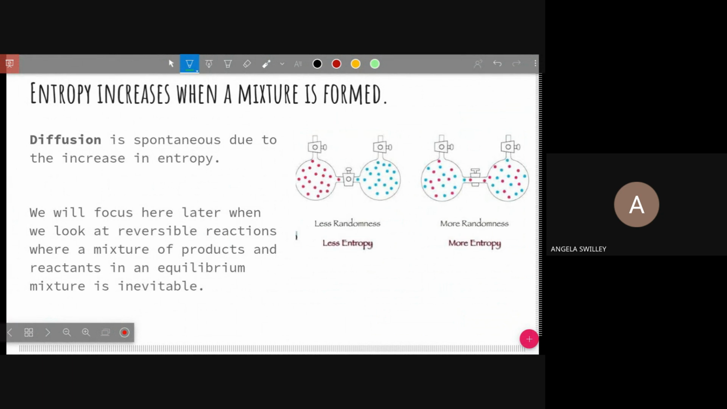Entropy increases when a mixture is formed. This is showing you a gas, and diffusion is spontaneous, meaning it happens automatically due to the increase in entropy. We will focus here later when we look at reversible reactions, where a mixture of products and reactants in an equilibrium mixture is inevitable.